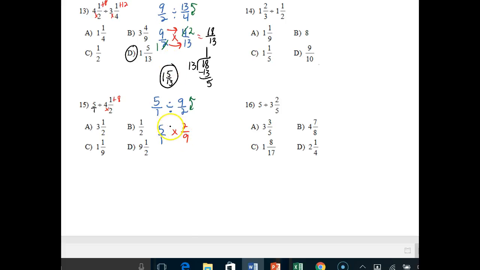Can't cross cancel anything here, so we multiply straight across. We get 10 over 9. 9 goes into 10 one time with 1 left over. That's how you get 1 and 1/9. Alright, 1 and 1/9. Circle there.